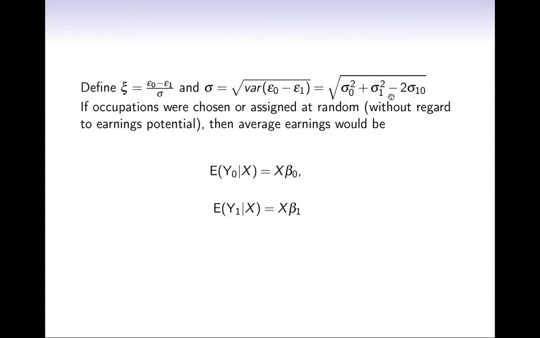So if earnings were assigned at random, then the average earnings would just be x beta 1 and x beta 0. But the problem is people are selecting into the occupation that gives them the highest earnings, so it's not random assignment. And this self-selection is going to create an endogeneity problem.